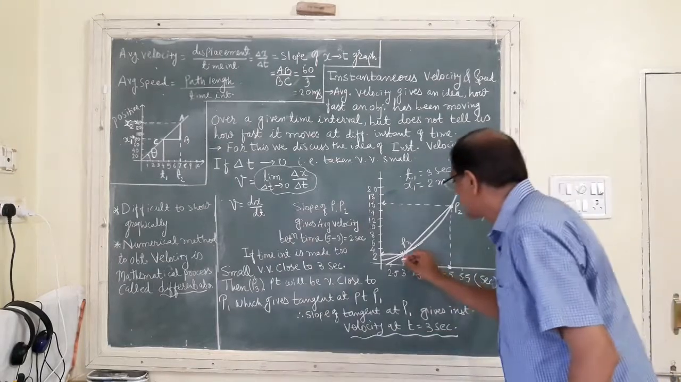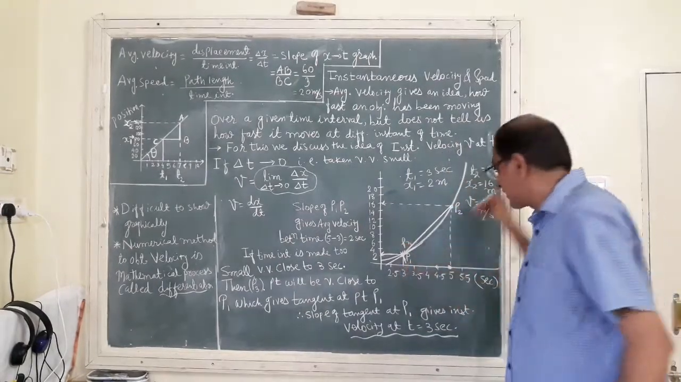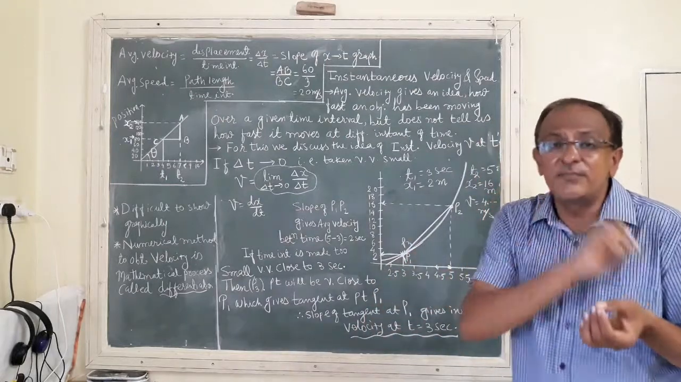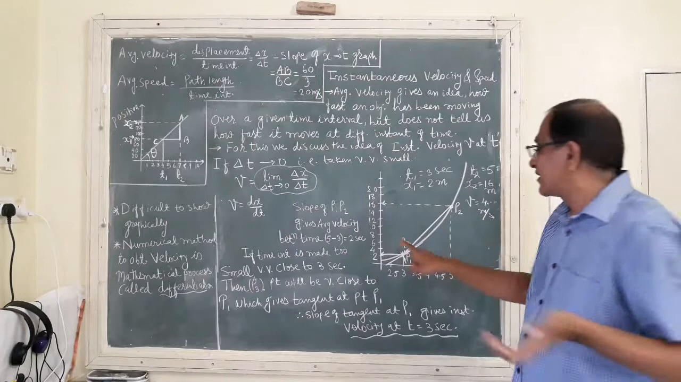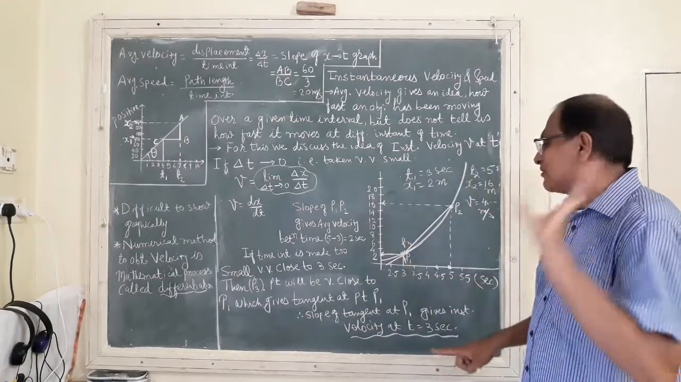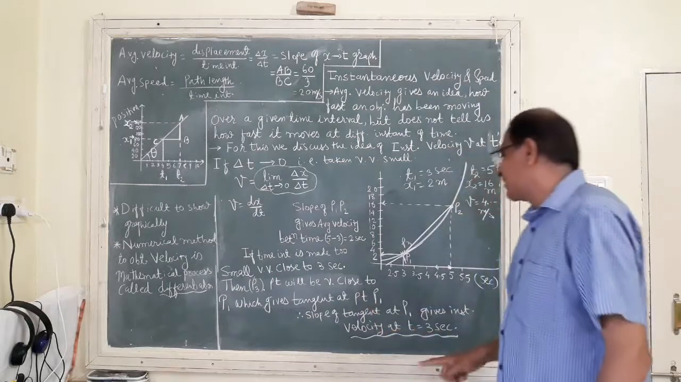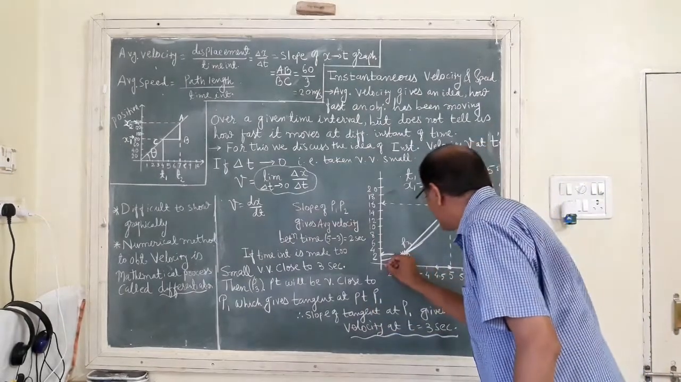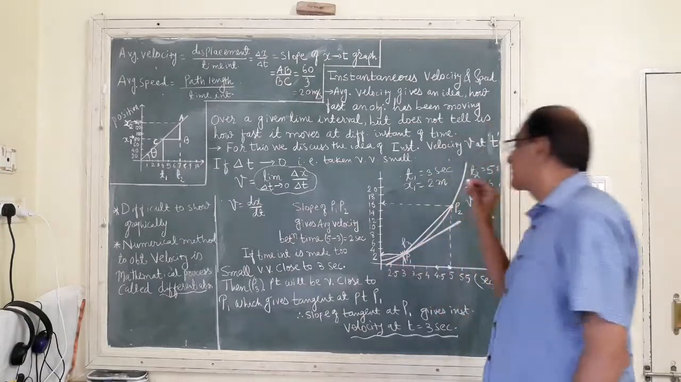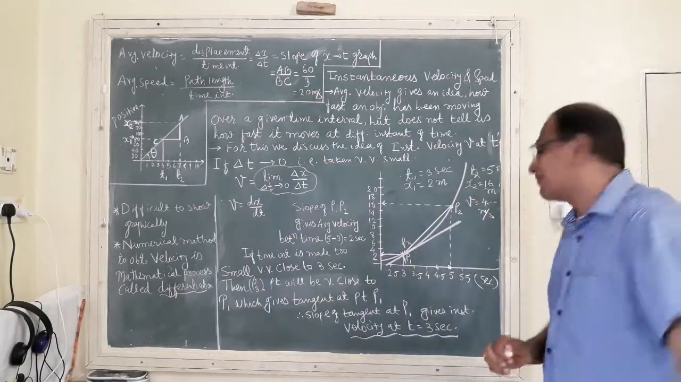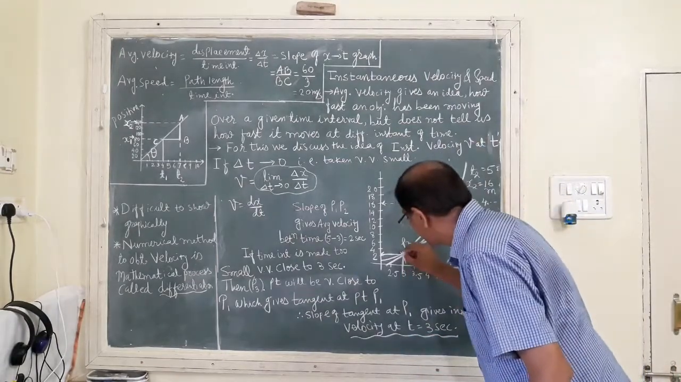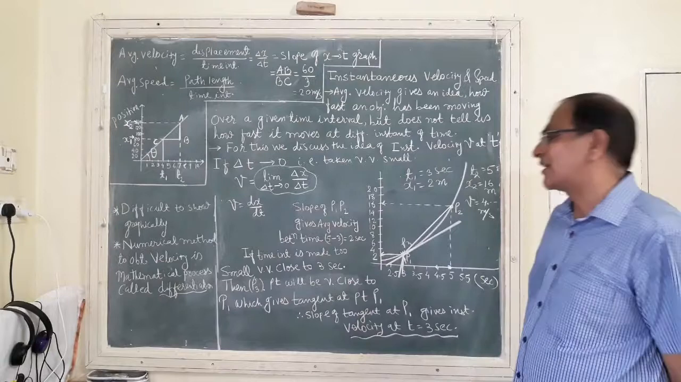So the point which you are taking very close to P1, say P3, when you join it with P1, will give you the tangent at point P1. And if you find the slope of this tangent drawn at P1, that will give you the velocity at this moment of time, that is at 3 seconds.